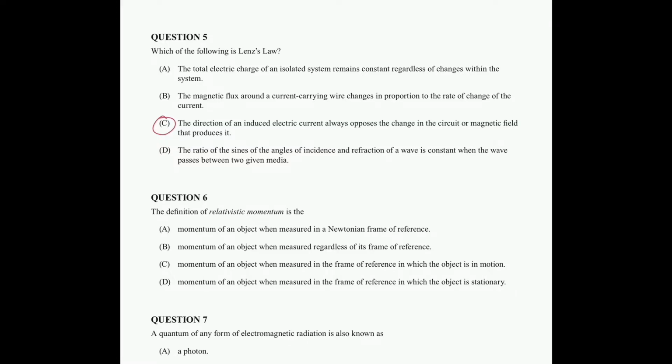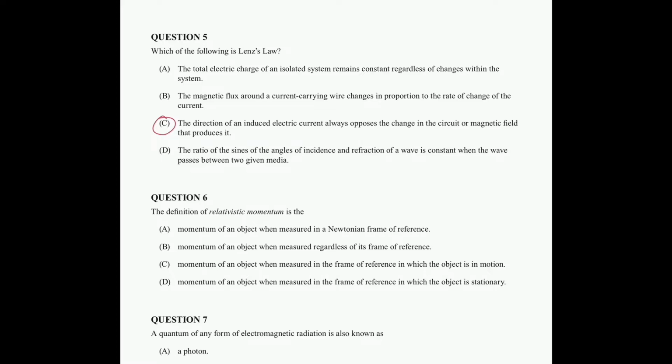Now, question 6, define the relativistic momentum. The definition of relativistic momentum is, so again, memory, we're just going to go through the options and think what we can get. So momentum of an object, so first one, object when measured is in a Newtonian frame of reference. So in the Newtonian frame of reference isn't quite the answer. That is just a place where everything just stays the same.